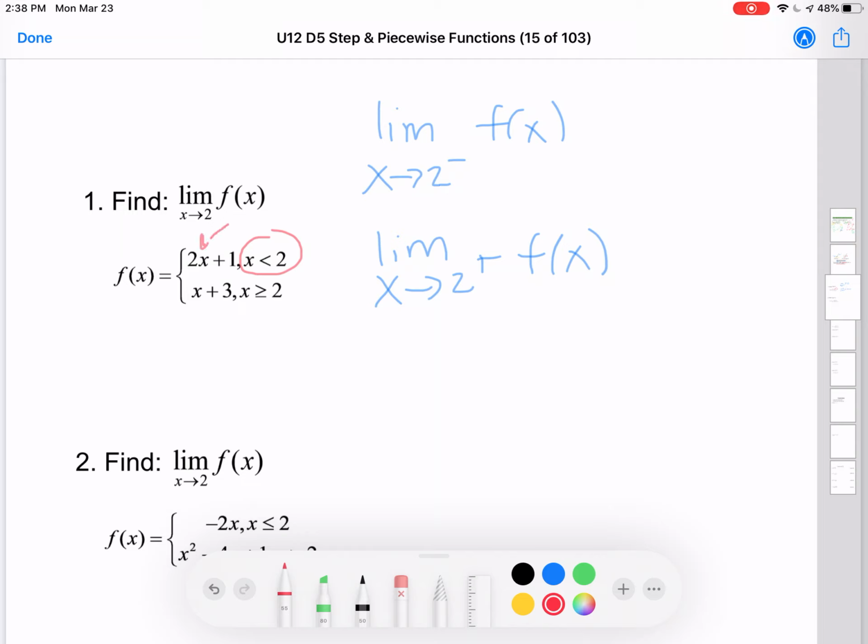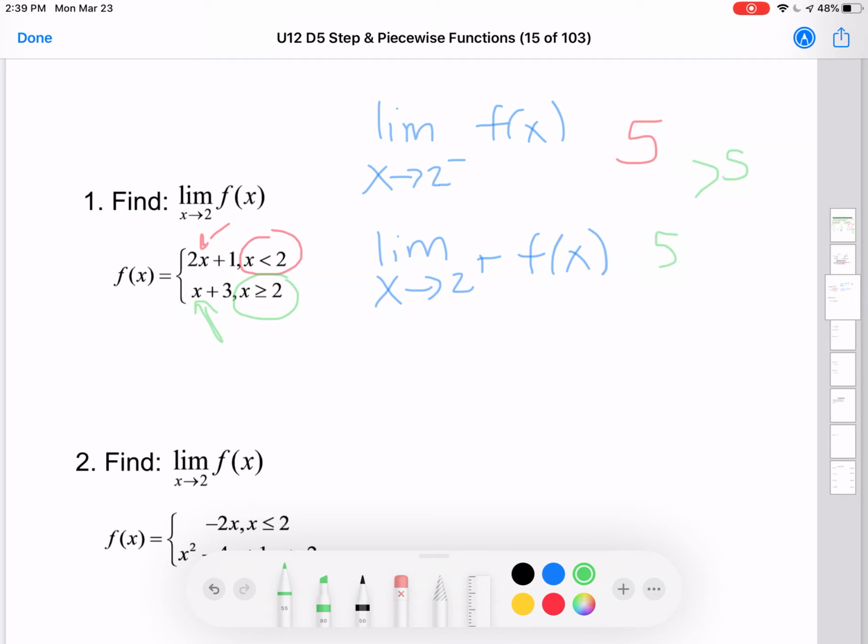So 2 times 2 is 4, plus 1 is 5. So I get 5 for this left-hand limit. Now let's do the right-hand limit. So I want to find the limit as x approaches 2 from the right. That means I'm a little bit bigger than 2. So if I'm a little bit bigger than 2, this would be the domain I fall in. So plug 2 in, and I get 5 again.